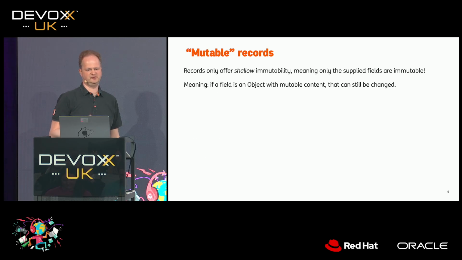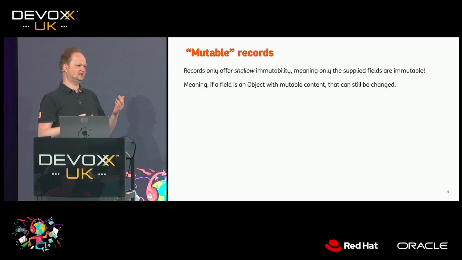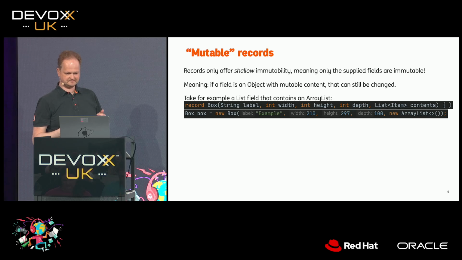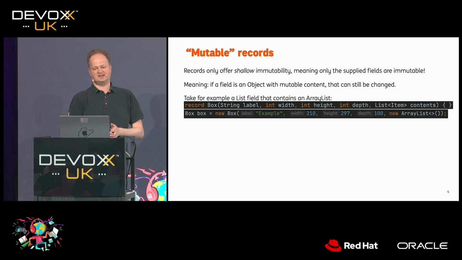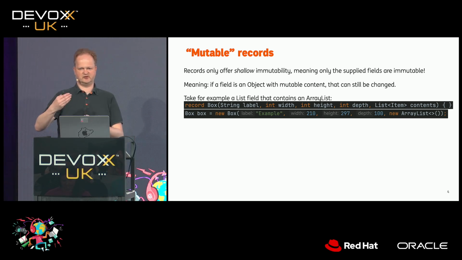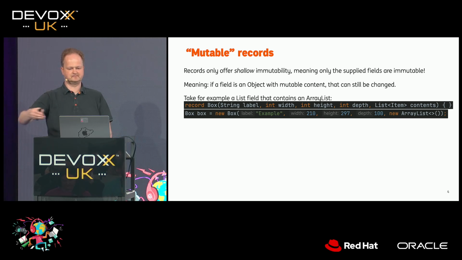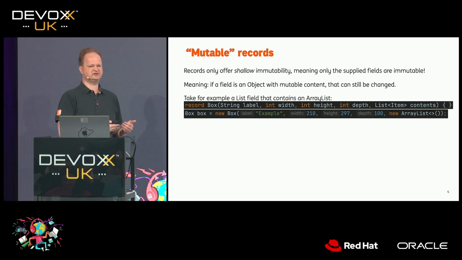So they offer shallow immutability. The fields that you apply to a record, those are immutable. And that just means, for example, I give the box, and I've added a list at this point with contents, because a box has contents, but it could also be an array list. So all the fields applied, those are immutable. I can't replace the contents with another object, but the objects within the array list are mutable, because an array list is mutable.